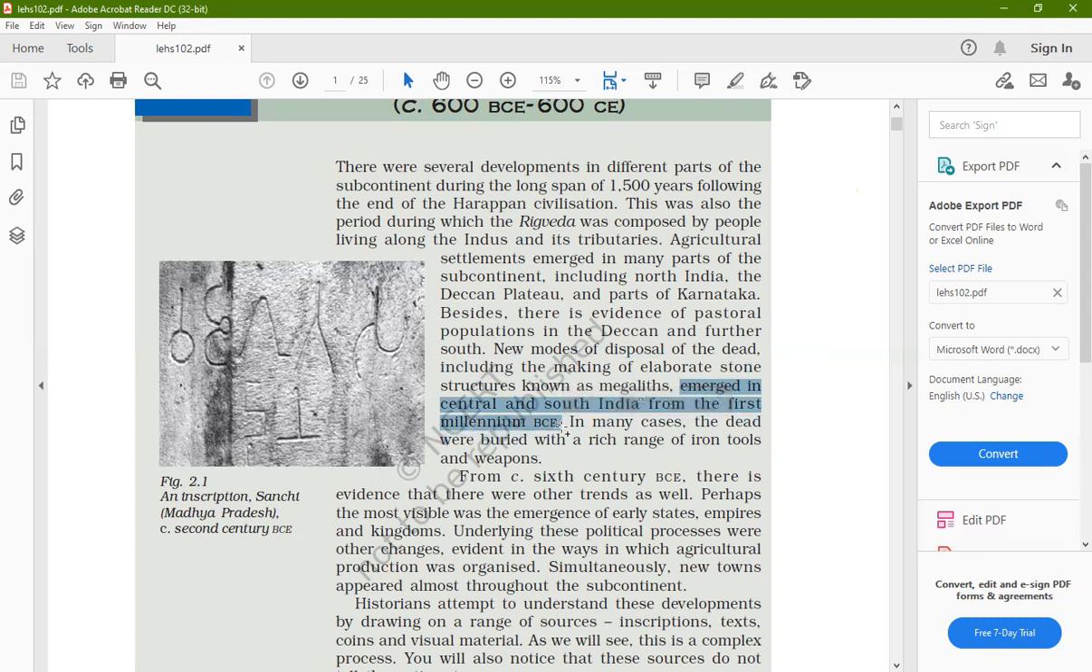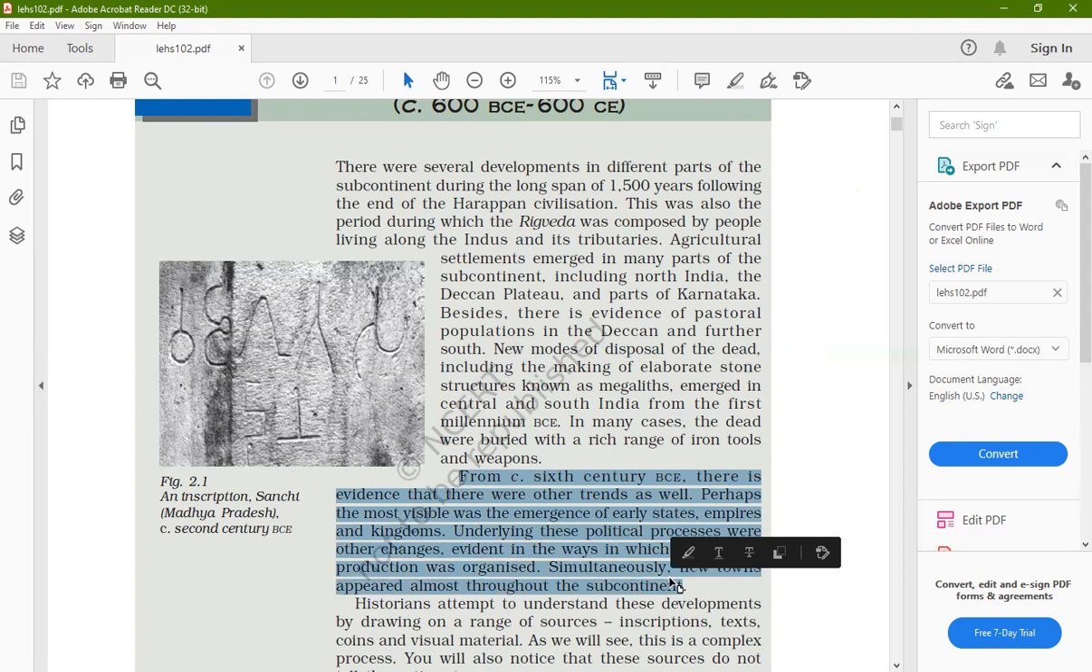Now, what is the major turning point in early Indian history and how is it a major point? For this answer, you will see paragraph number 3. In this, you will find that the 6th century BC is often regarded as a major turning point in early Indian history. We saw the emergence of early states, empires, and kingdoms, agricultural production was organized, and simultaneously, new towns appeared almost throughout the subcontinent.